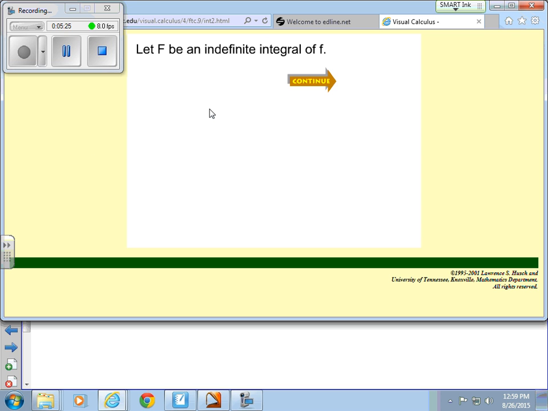Okay, so if we have capital F be an indefinite integral of f, a better word for that is capital F is an antiderivative, right? Someone asked me the other day, what does the capital F mean? Well, there's your answer. Usually capitals stand for antiderivative. So capital F of x is the antiderivative of little f of x.